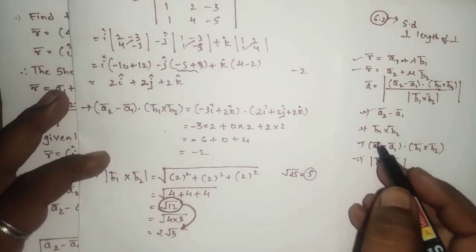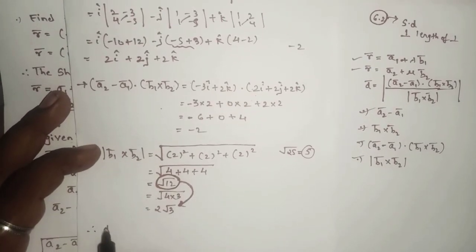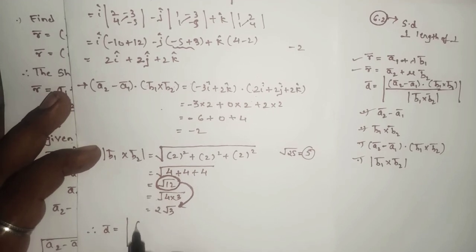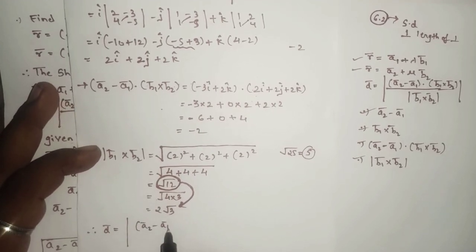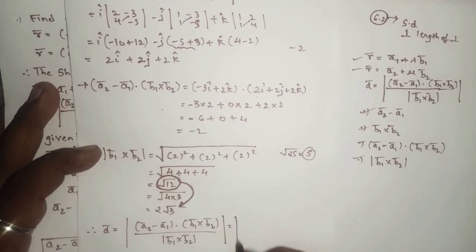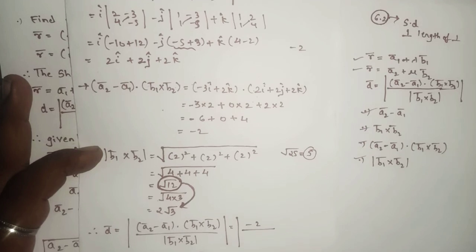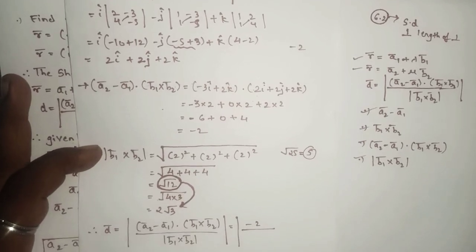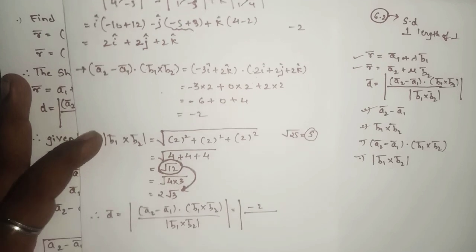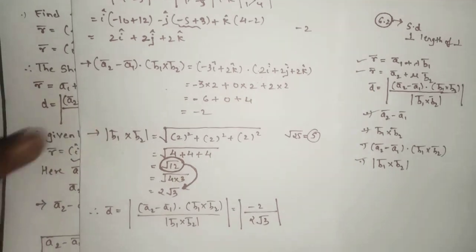So we're done with this fourth step, and the final step is that you have to substitute all the values in the formula. Here the formula is a2 minus a1 dot b1 cross b2, and magnitude of b1 cross b2. Substitute the values. What is the answer for the dot product? It is minus 2, yes or no? And what was the answer for the magnitude of b1 cross b2? It was 2 root 3, yes or no? Understood?